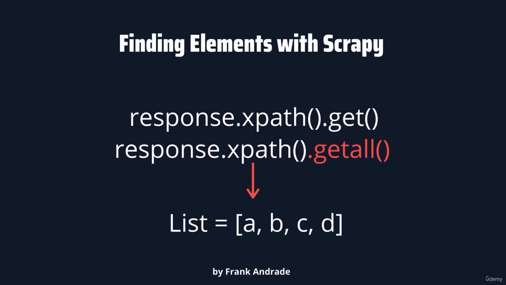Now, just like on Selenium or on Beautiful Soup, we can find multiple elements with Scrapy. In this case, we have to use getall to get all the elements with the same XPath. And here again, if you use getall, you'll get a list with all the elements that match the XPath inside the list. But if you use .get, you will only get a single element.